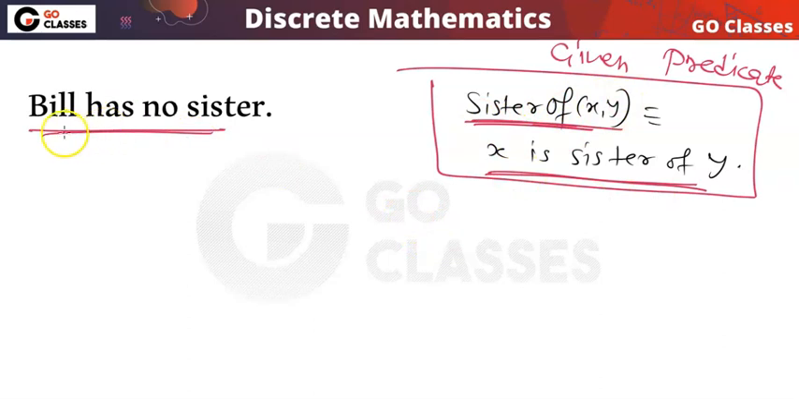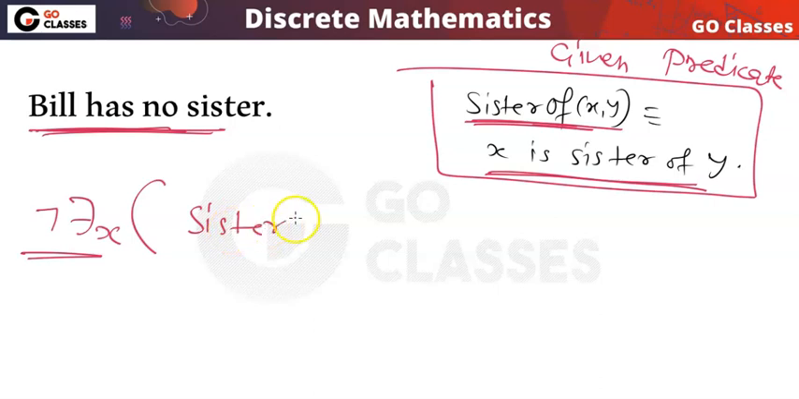Okay. Now, Bill has no sister. It means there does not exist any X such that X is sister of Y. There does not exist any sister of Bill, right? So we can say there does not exist any X such that X is sister of Bill.